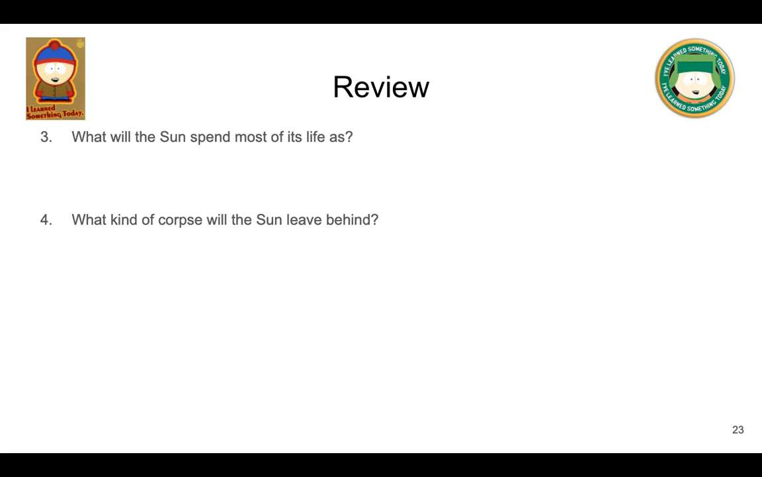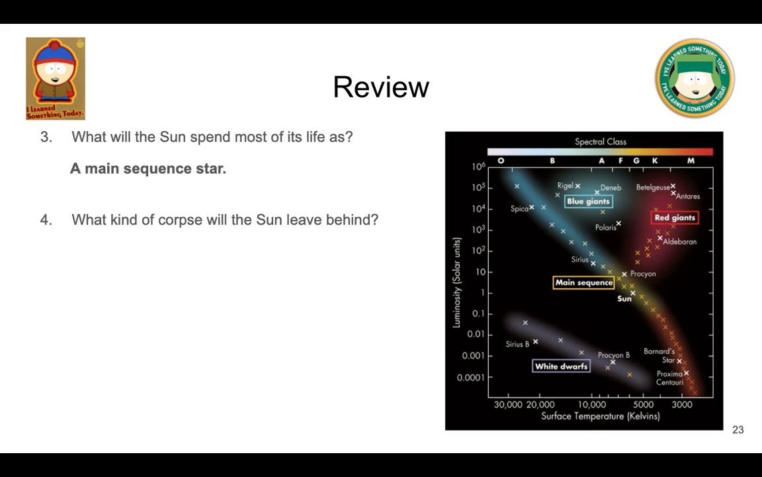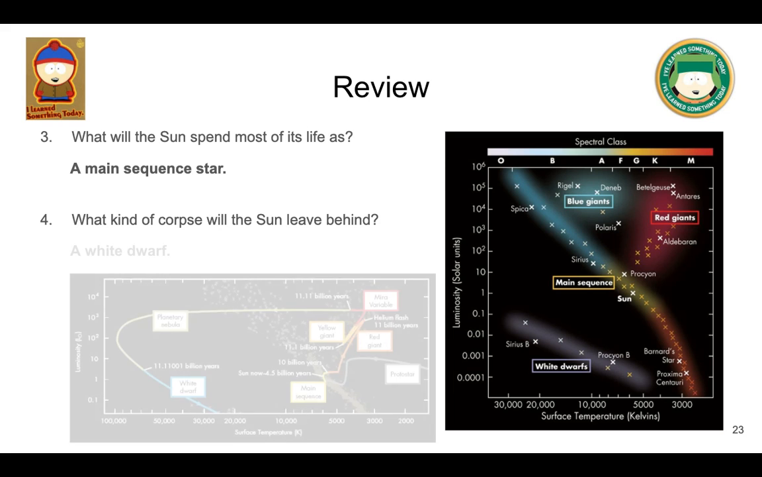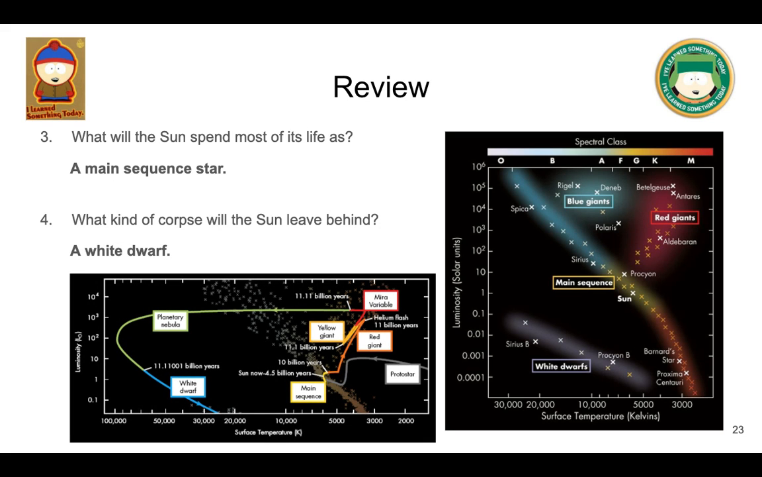So what will the sun spend most of its life as? The sun will spend most of its life as a main sequence star. Then after its life, it's going to be dead for far longer than it was alive. What kind of corpse is the sun going to leave behind? The sun, being a low mass star, once it dies, is going to be a white dwarf. And it'll be a white dwarf for many times the current age of the universe. So that'll be its death. That will last much longer than its life will. The sun will end up as a white dwarf.